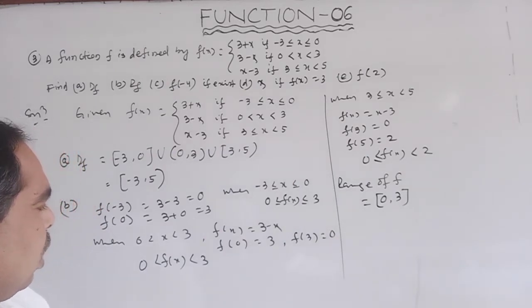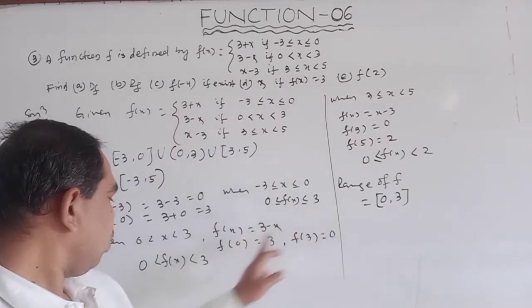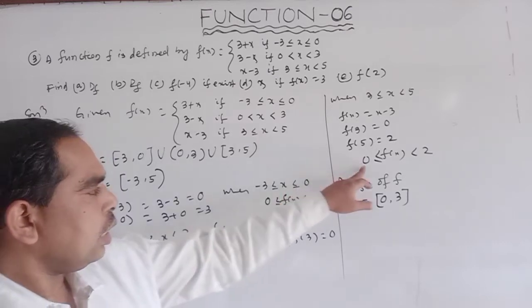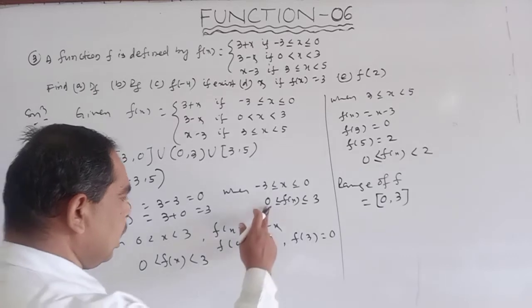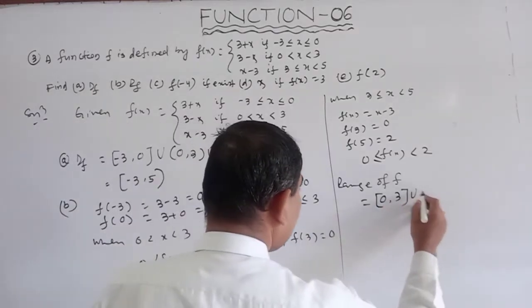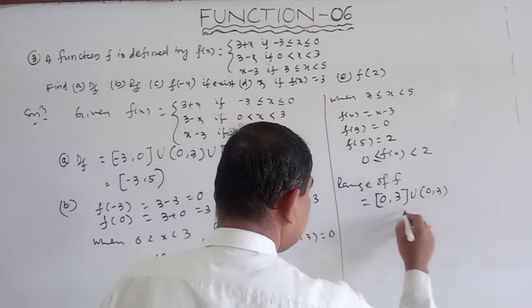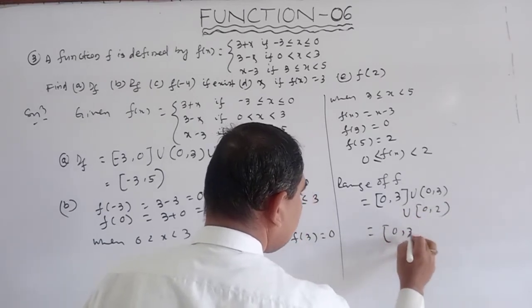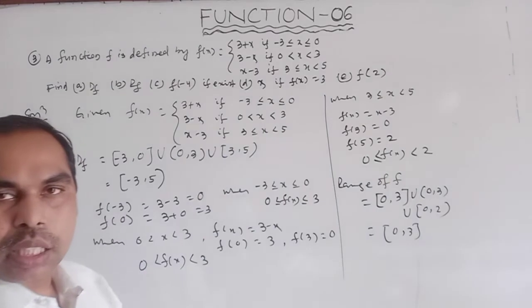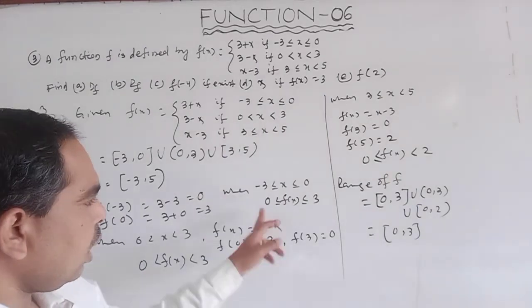This means the union of 0 to 3, 0 to 3, and 0 to 2. The union is 0 to 3. This is the range of f.